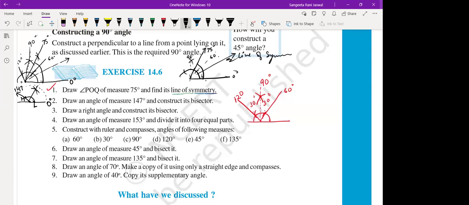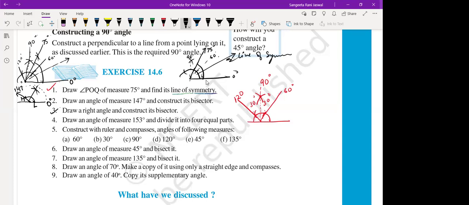Then in the same way you have your next question also. Draw a right angle and construct its bisector. Right angle means you have to make a 90-degree angle. So take this for homework, question number 3. Then question number 4 is draw an angle of measure 153 and divide it into 4 equal parts. So we'll do this in tomorrow's class.